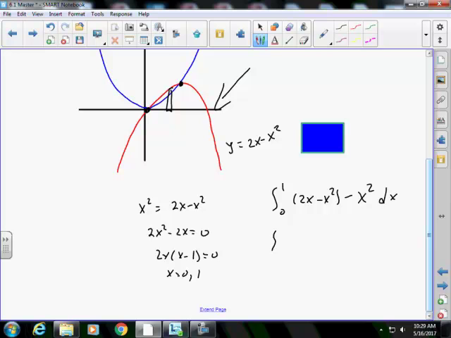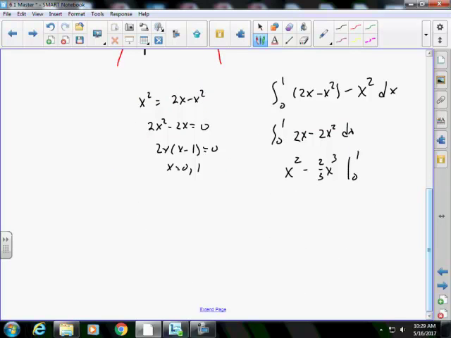So I'm going to drop my parentheses. I get the integral of 2x minus 2x squared dx. I'm going to evaluate this, take the integration of that: x squared minus 2/3 x cubed from 0 to 1. And then I'm going to evaluate that. And I get 1 minus 2/3, subtract 0 for everything else. And my total area is 1/3.